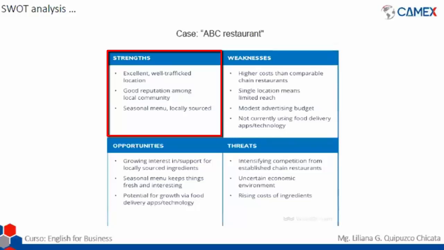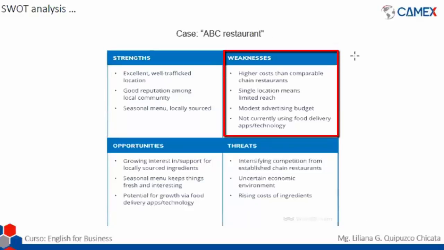Now, we then talk about weaknesses. If we talk about weaknesses, we will be talking about a higher cost than comparable chain restaurants. So it would mean that our restaurant is more expensive. The price that they have to pay for our menus is higher than in other chain restaurants. So that's a weakness. That's bad.